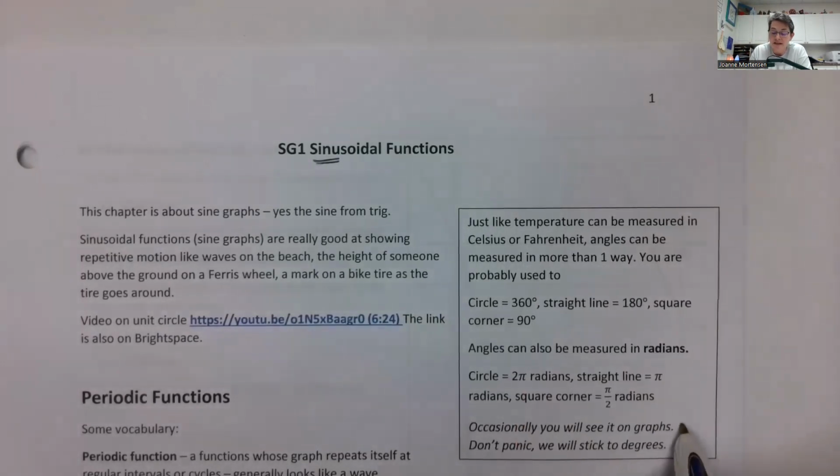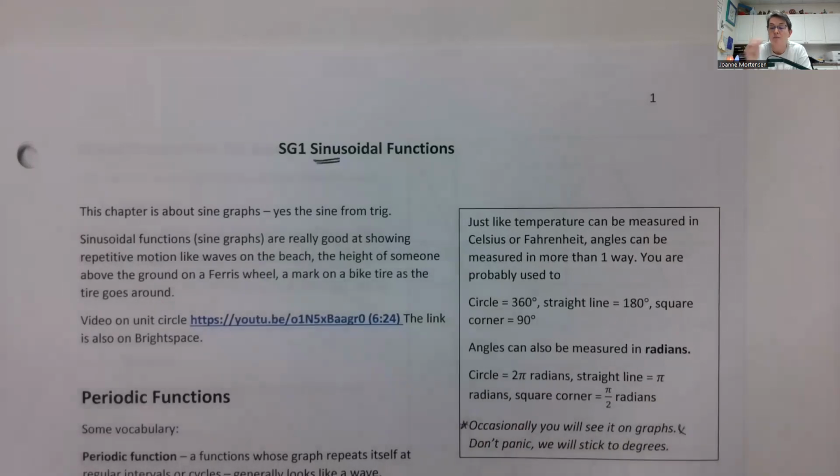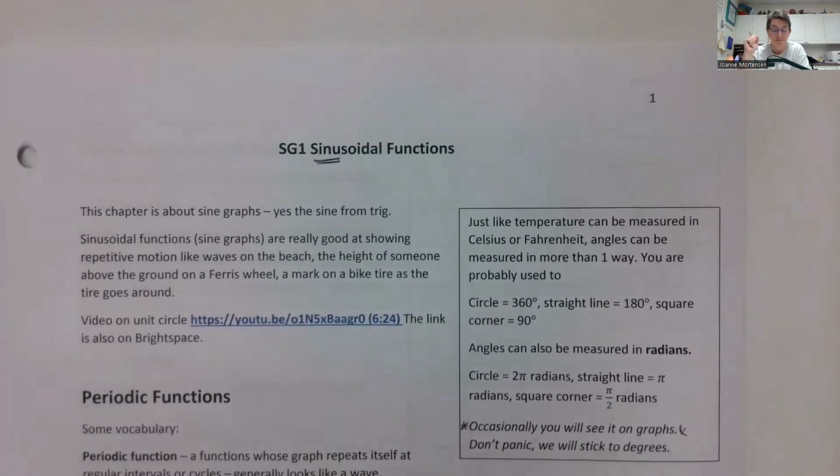The only thing, like I said here, is you might see them across the bottom on a graph. I've changed all your stuff so that it's in degrees. And if you take calculus, good, more power to you.